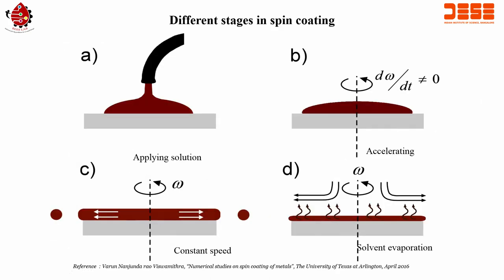The different stages in spin coating are: first applying the solution, then accelerating, then maintaining a constant speed, and finally solvent evaporation. That is what we were always talking about. After the solvent is evaporated, we do a soft bake. You remember soft bake? The soft bake is at 90 degrees centigrade if it is a positive photoresist, for 1 minute on a hot plate. So, soft baking is done after this, and then cool.